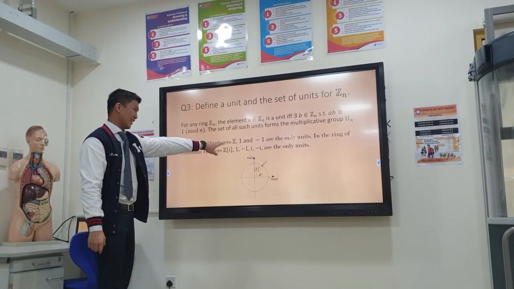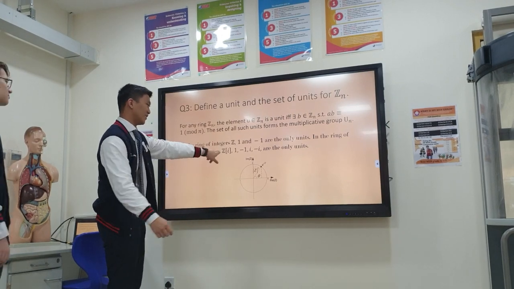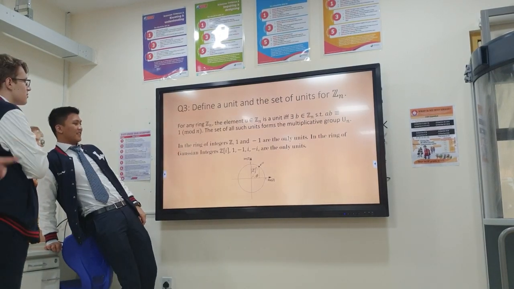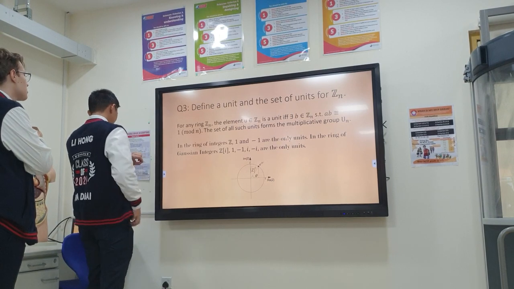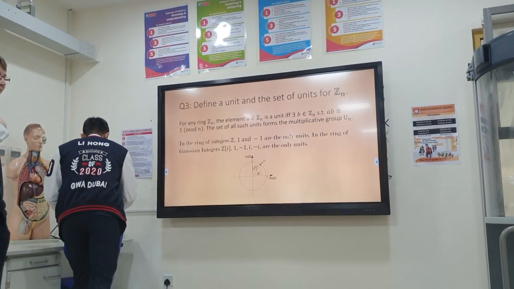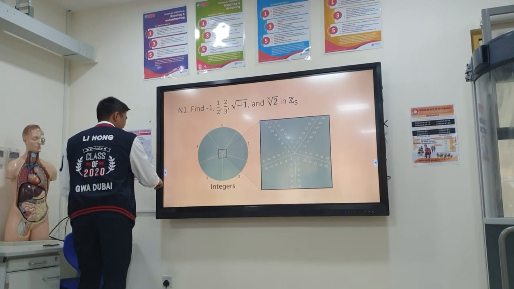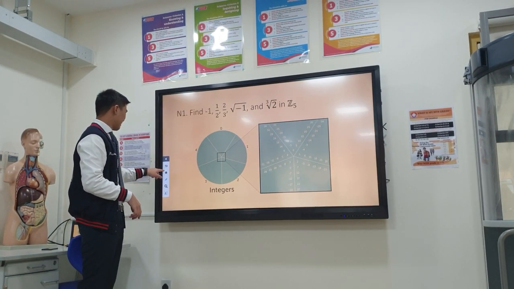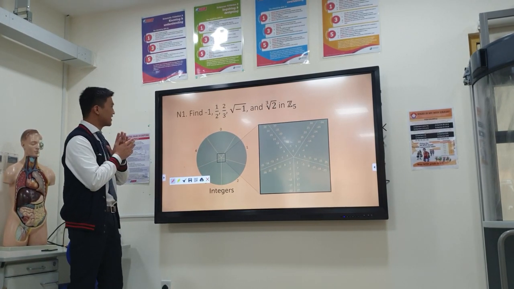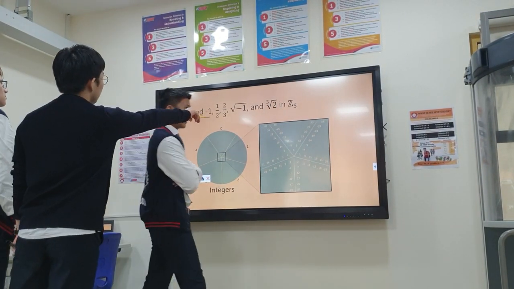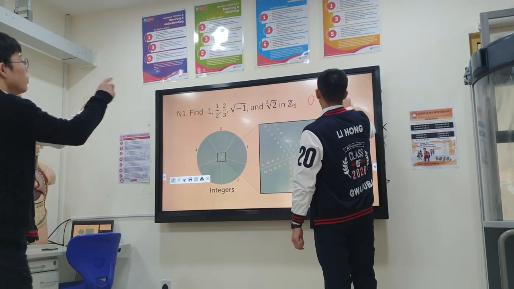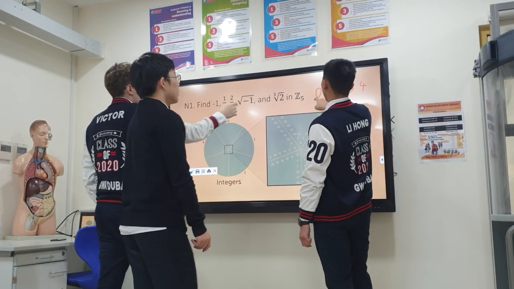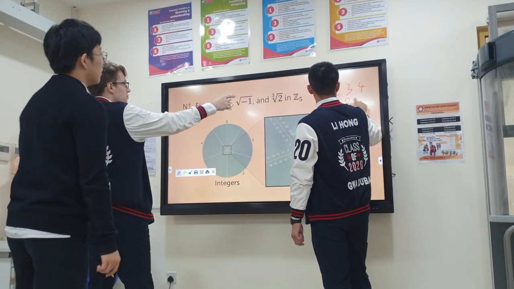So we know that in the ring of integers, Z, one and negative one are units. Find minus 1, 2 over 2, 2 over 3, and 3 over 2 in Z5. So Z5 means it's modulo 5. So draw modulo 5: 0, 1, 2, 3, 4, and then 5, which is 0 again, 6, 7, 8, 9, and then you get 10.